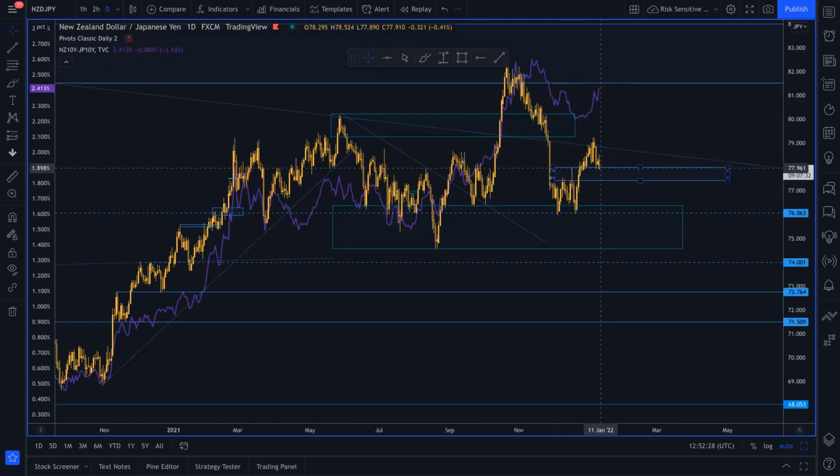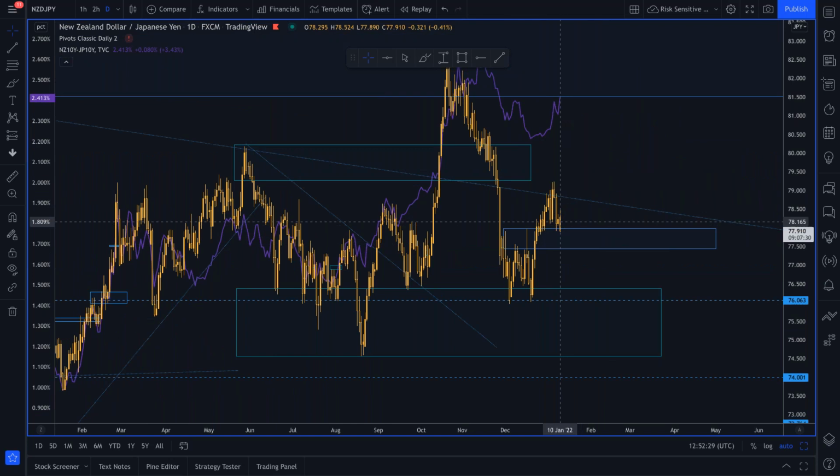Right? So now we've got a divergence. We've got price moving lower. We know why. Yen's being bid on risk off flows at the moment due to Omicron concerns. Bond yield spread moving higher. One will catch up the other. Price should eventually catch up to the bond yield spread.